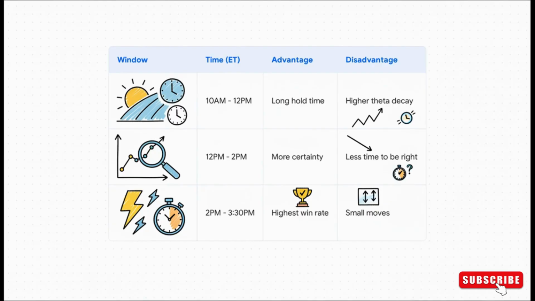Next, we have the midday refinement, from noon to 2 p.m. I kind of love this one. It's a sweet spot. You've got more data from the day's price action, so you have more certainty about what's going on. And finally, my favorite, the active pin phase, from 2 p.m. to 3:30. This is when gamma, that's the accelerator for option prices, really goes into overdrive. The win rate here is the highest, and theta is minimal. But the moves are quick and small, so your execution has to be razor sharp.